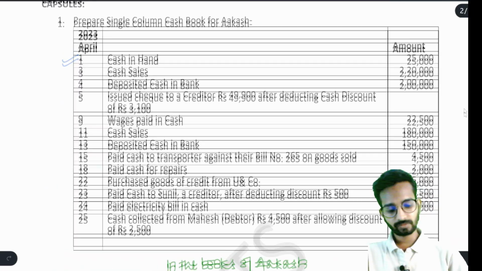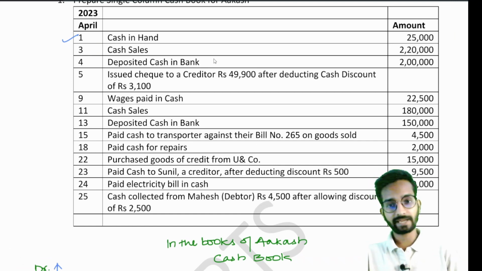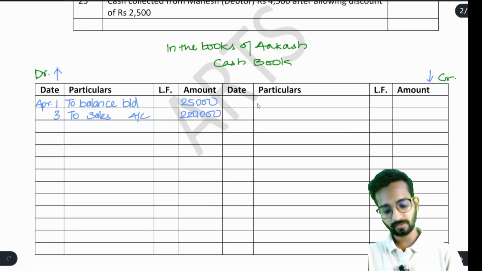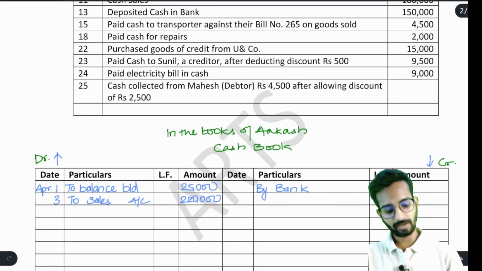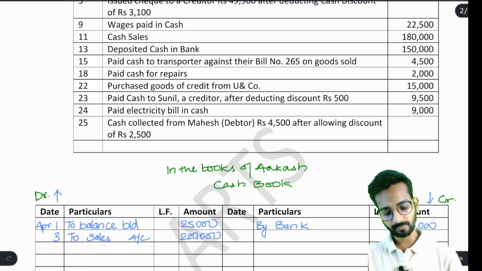Now, next part we have is deposited cash in bank. Remember, whenever they say cash in bank, it means my cash is reducing, my bank account is increasing. So depositing cash in bank is 2 lakh rupees. So I will write here by bank, because my cash balance is reducing. By how much? 2 lakh. So by bank 2 lakh. What is the date? Date is April 4.